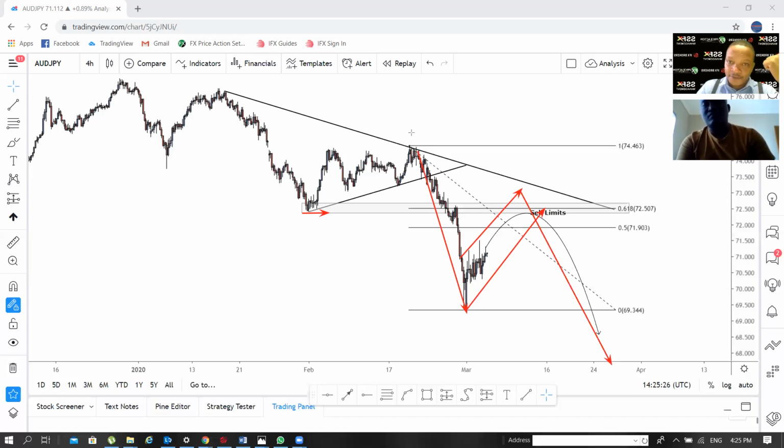Another thing, if you look at this level will be your A, this level will be your B, this level can be your C, somewhere there, and then somewhere down there can be your D. So there comes the strategy that says AB equals CD.